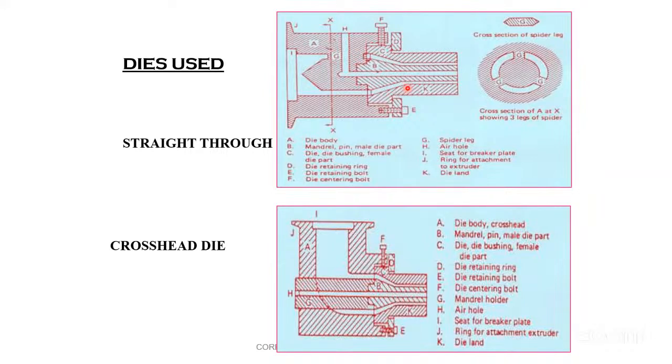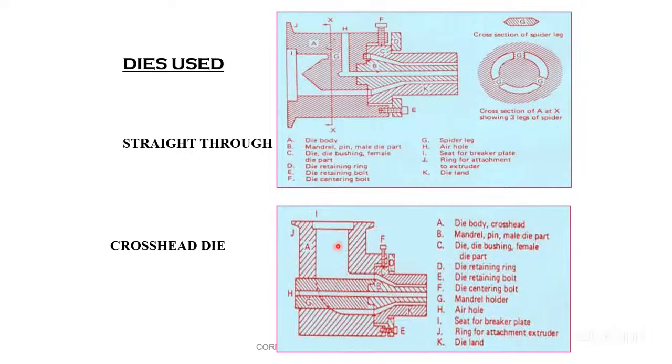Now, friend, this is called a straight through die. See now, here is the barrel. I told you the barrel is this side, and hence it is showing a 180 degree angle here, straight. But see now, this is a crosshead die. The material barrel is here, this side. This is the breaker plate, the die body. And see here, this is a mandrel, another mandrel here.